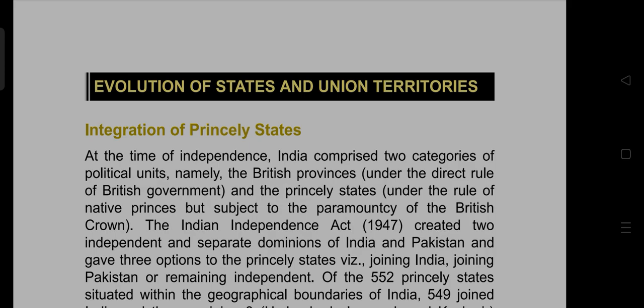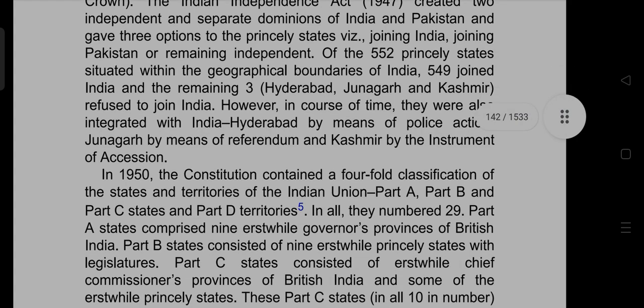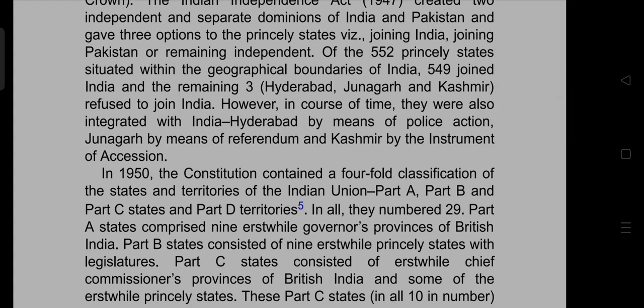Of the 552 princely states situated within the geographical boundaries of India, 549 joined India and the remaining three, that is Hyderabad, Junagadh and Kashmir, refused to join India. However, in the course of time they were also integrated with India: Hyderabad by means of police action, Junagadh by means of referendum, and Kashmir by means of instrument of accession.